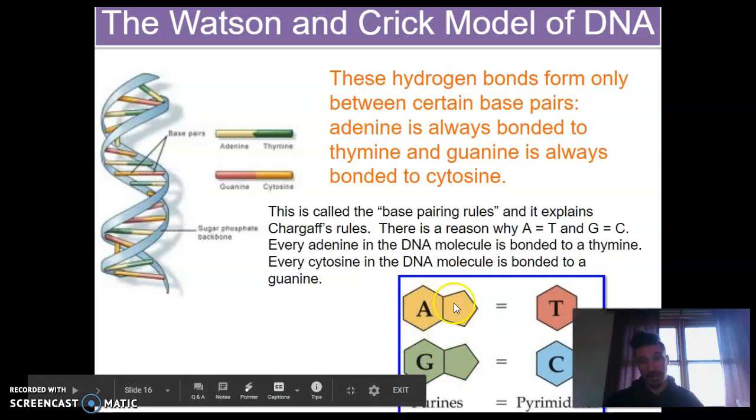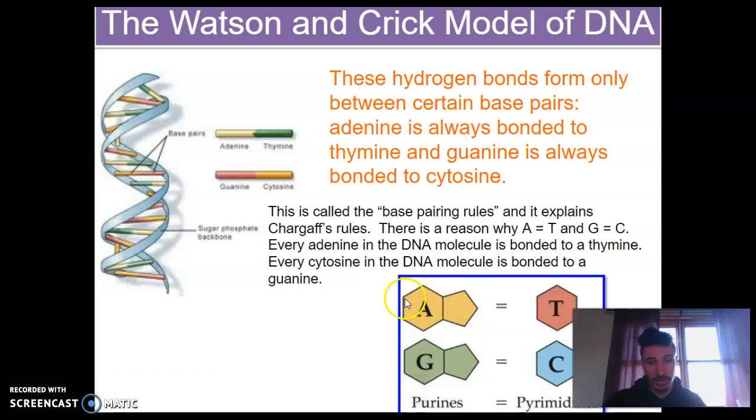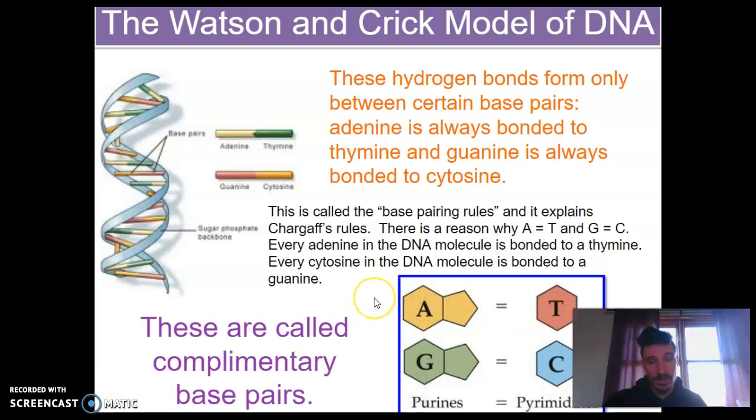And again, don't forget that we do break the nitrogen bases into purines and pyrimidines. A and G are purines, and they have the bigger double ring structure. T and C are pyrimidines, and they have the smaller single ring structure. And we call this complementary base pairing. A is complementary to T, T complementary to A, C complementary to G, and G complementary to C. They bind together via hydrogen bonds.